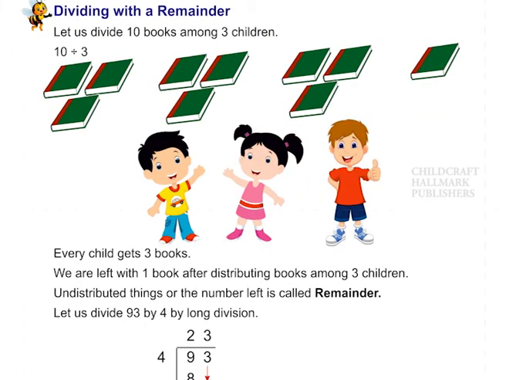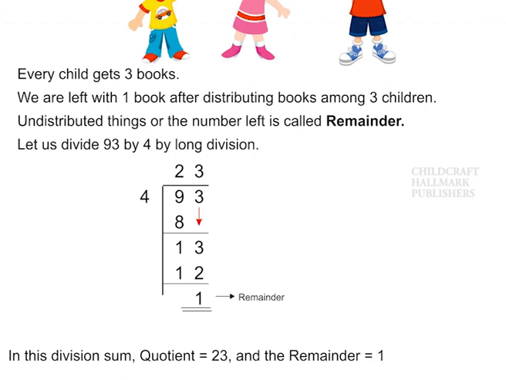Dividing with a remainder. Let's divide 10 books among 3 children. 10 divided by 3. Every child gets 3 books. We are left with 1 book after distributing books among 3 children. Undistributed things or the number left is called remainder. Let's divide 93 by 4 by long division. In this division sum, quotient is equal to 23 and the remainder is equal to 1.